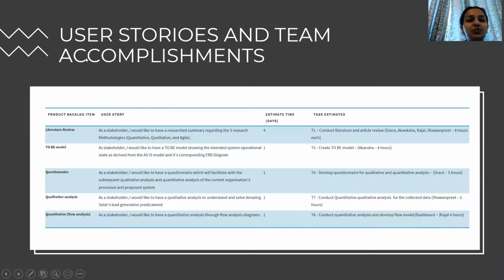So these are the user stories and the accomplishments. For the literature review, every week each team member is doing 5 literature reviews. The 2B model has been completed by Akansha, my team member. The questionnaire, developed for the qualitative and quantitative analysis, has been completed by Grace, another team member.